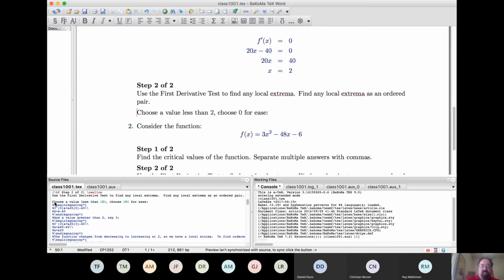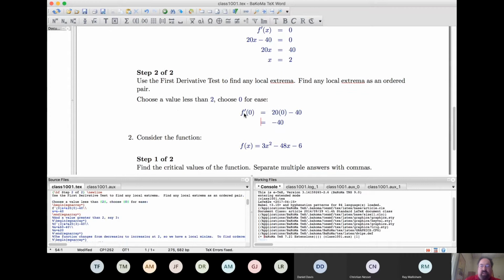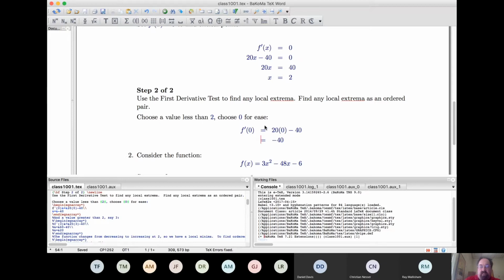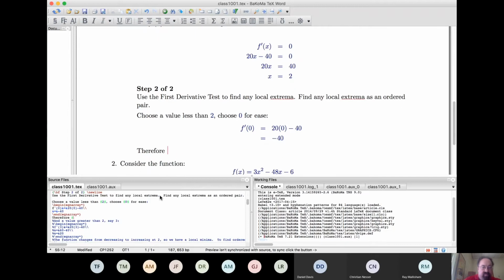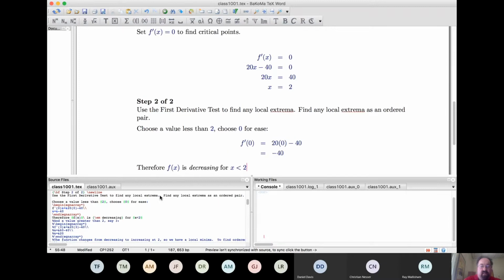So what you do is you choose some x value less than 2. And I mentioned in the previous lesson I like to choose 0 if that's possible, because that's convenient. So we go ahead and plug in x equals 0 into the derivative, and we get a negative value. So that means that f is decreasing for x less than 2.